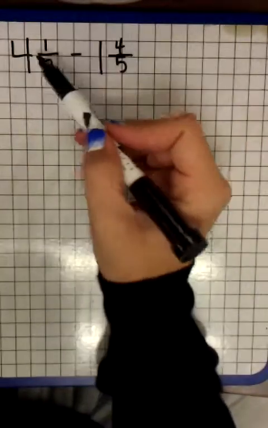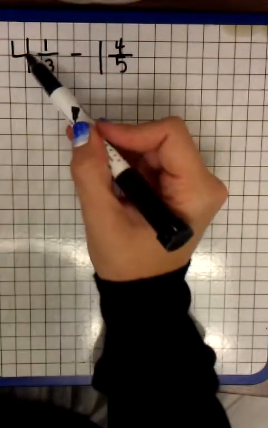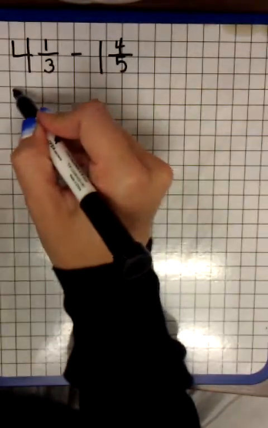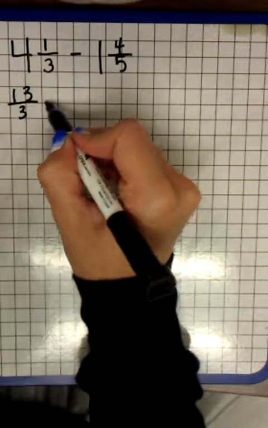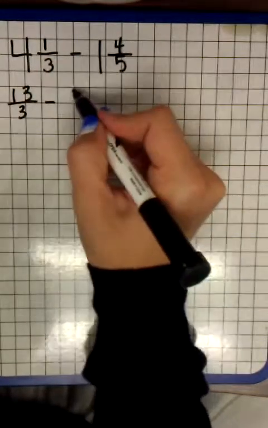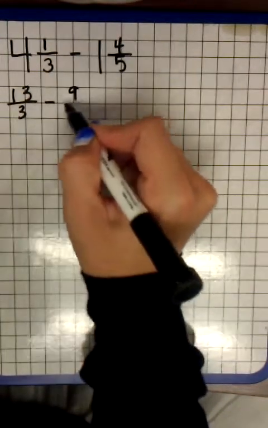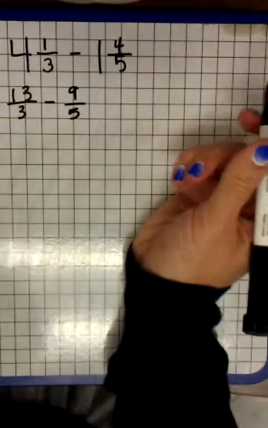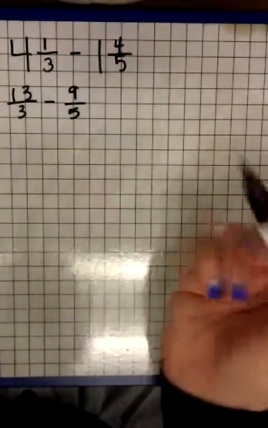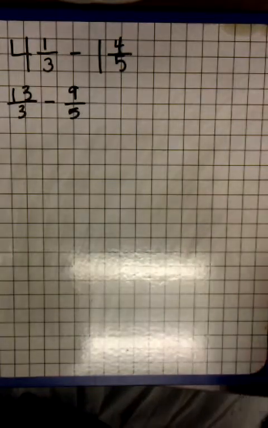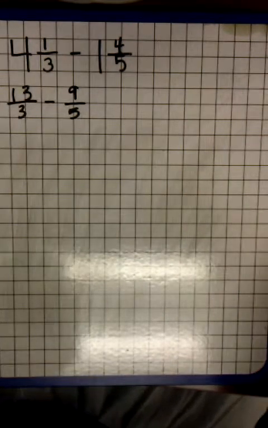I'm going to use the traditional method of the trick, which is 4 times 3 plus 1. 4 times 3 is 12, plus 1 more is 13, so it's 13 thirds, minus 1 times 5 is 5, plus 4, 9 fifths. All right, so now I have two improper fractions, and my denominators are not the same, so I need to get like denominators.